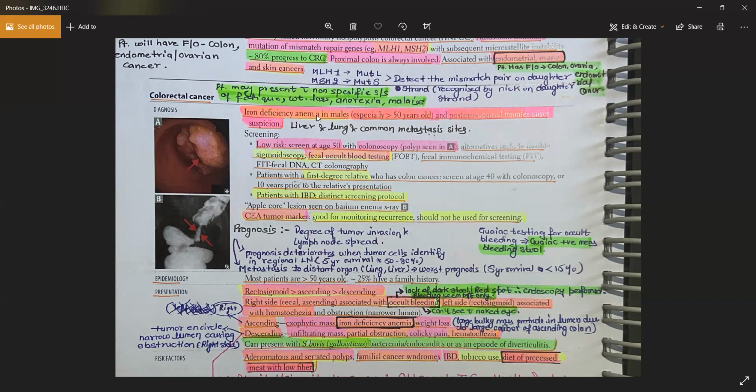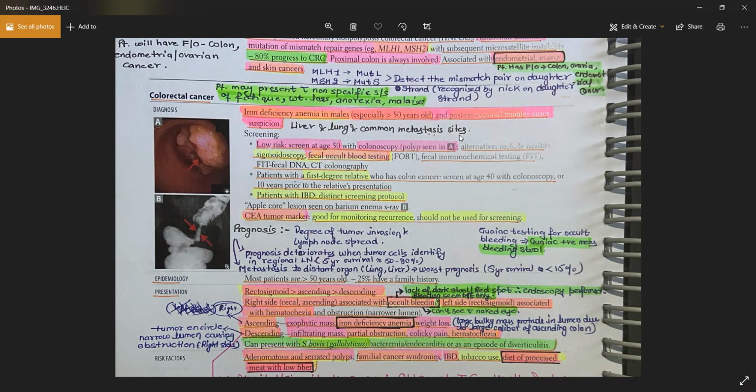So whenever you encounter a patient older than 50 years with iron deficiency anemia, the first thing that should come to your mind is colorectal carcinoma. You will always consider these patients as having CRC until proven otherwise. Whenever you encounter a patient with iron deficiency anemia or bleeding in the GI tract after the age of 50 years, that means colorectal carcinoma, unless proven otherwise.